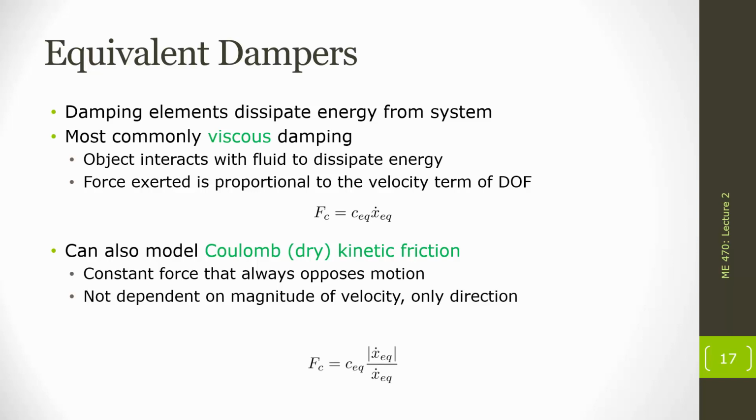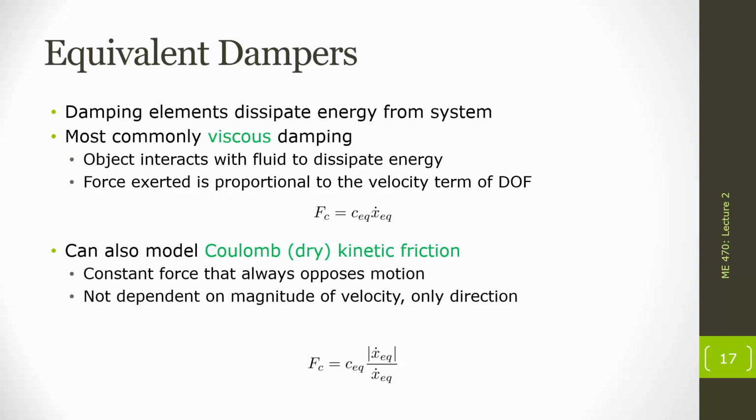One way mathematically we're going to be able to model this in the future is as some equivalent damping coefficient times a number that is either +1 or -1. One way to model that is taking the absolute value of our velocity divided by the velocity itself. What this is essentially doing is normalizing it, so it's always going to be ±1.